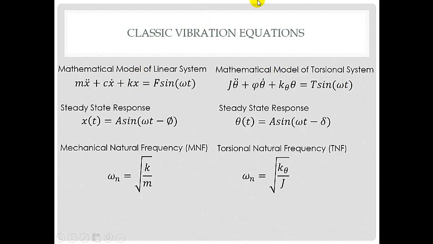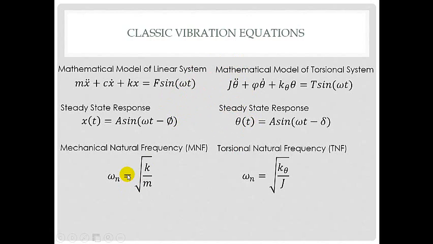So if you solve these two differential equations, your steady state response in your mathematical system, which is your x with respect to time, is in this general form. And similarly, your steady state response in your torsional system is in this general form. So you can see that there is truly no mathematical difference between torsional vibration and linear vibration. What's only different is how they vibrate. You've got linear vibration, you've got angular vibration.